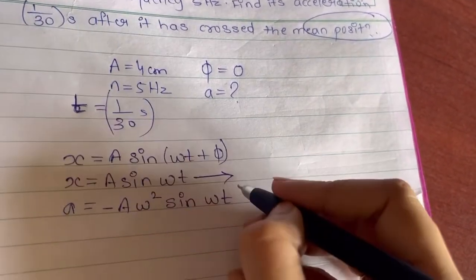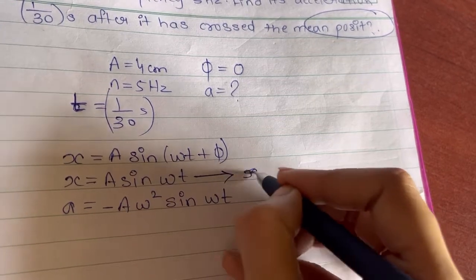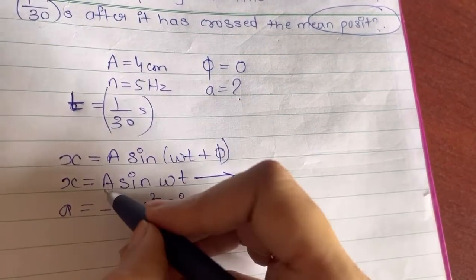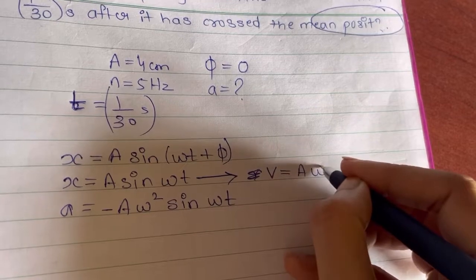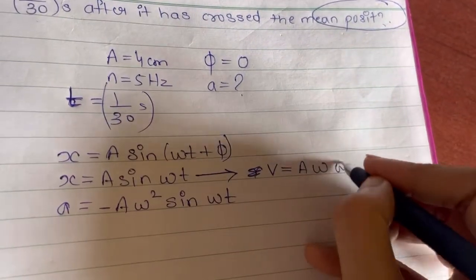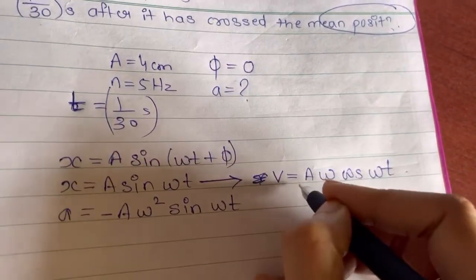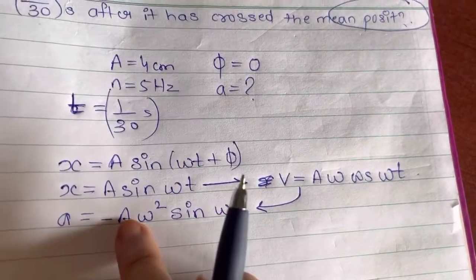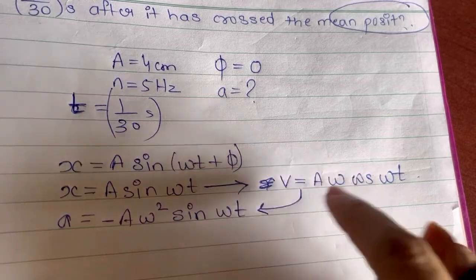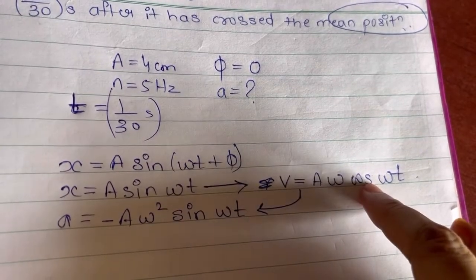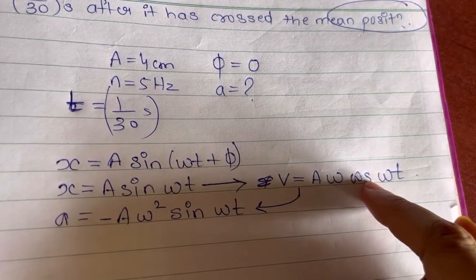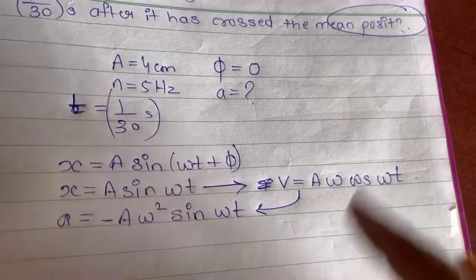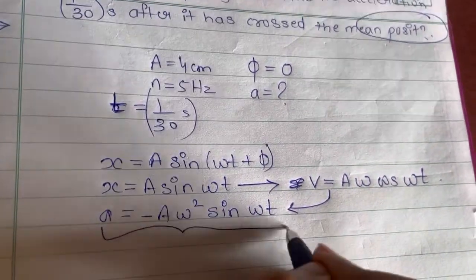Now how did this formula come? You can go from displacement to the formula of velocity: A omega, and instead of sin you will write cos omega t. When you come from velocity to acceleration, you copy the same thing: A omega, one more omega gets added, so this becomes omega square. The derivative of cos is minus sin, so instead of cos we write minus sin omega t. So here we have the formula.